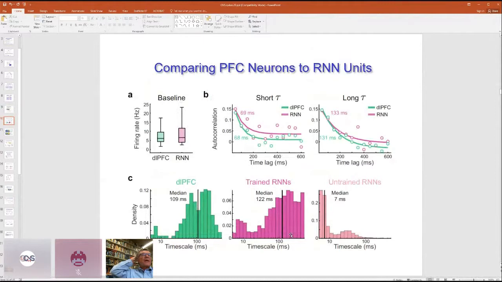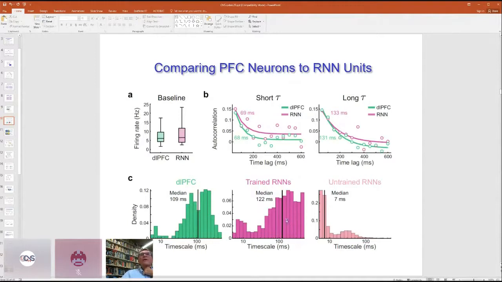So here's comparing this analysis of the dorsolateral prefrontal cortex with the trained neural network. You can see that they have a similar distribution in terms of the time constants, compared to the untrained network, which has a very low time constant for autocorrelation. So the learning did create this internal state where it was able to hold on to the information over hundreds of milliseconds.